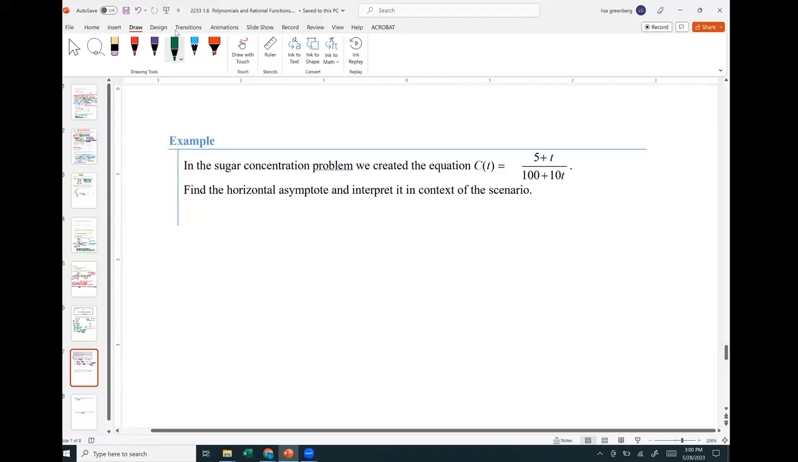In this sugar concentration problem, we created this equation, C of t equals 5 plus t over 100 plus 10t. Find the horizontal asymptote and interpret it in the context of the scenario. So I have C of t, and what is the degree? Let's change it to t plus 5 divided by 10t plus 100.